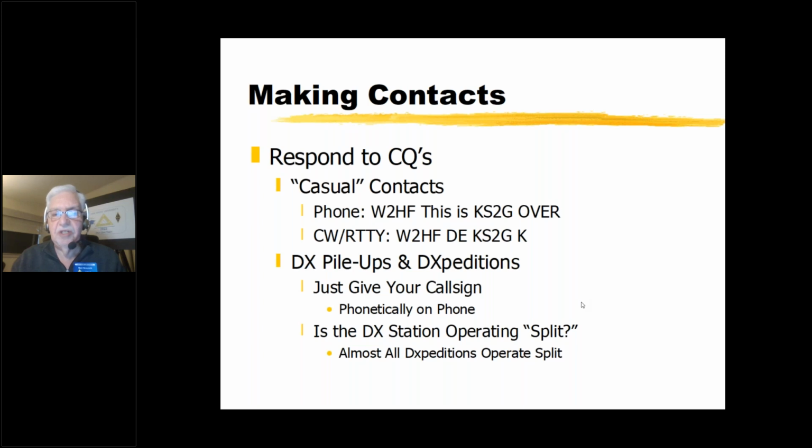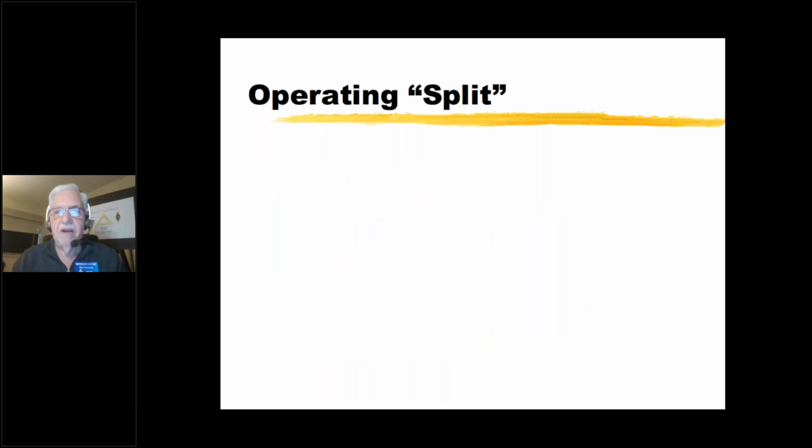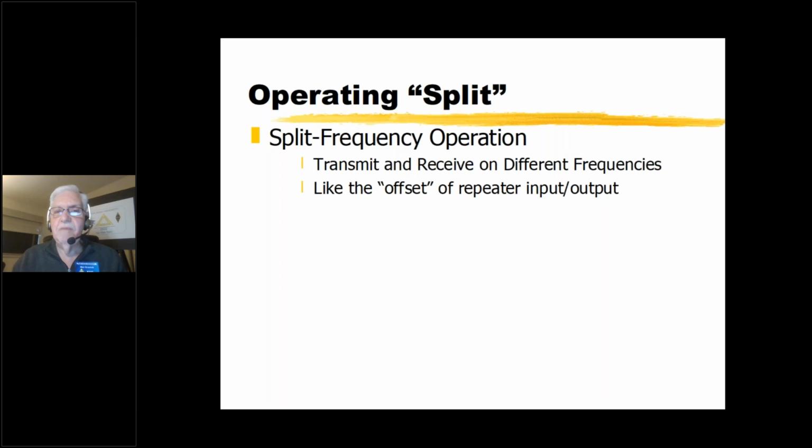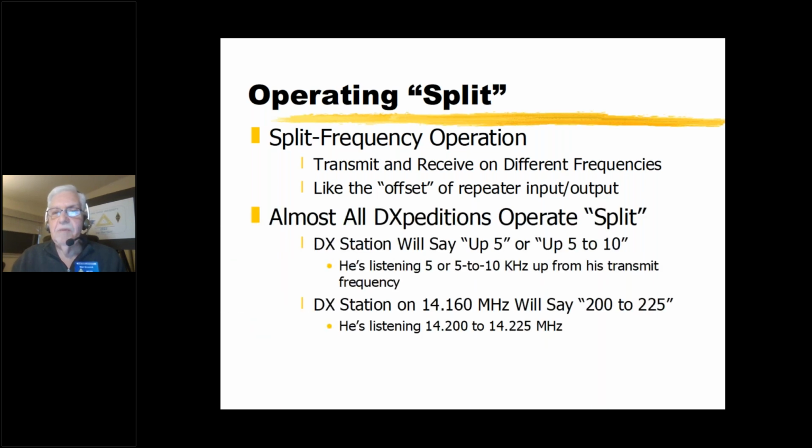Almost all DX stations, all DX expeditions operate split nowadays, which means you don't want to be calling on his frequency. Operating split is like you transmit on a different frequency than you receive. It's like the offset of a repeater input and output. On a 2-meter radio on a repeater, you tune in the receive frequency. That would be where the DX is, and the offset is where you transmit. So almost all the expeditions operate split.